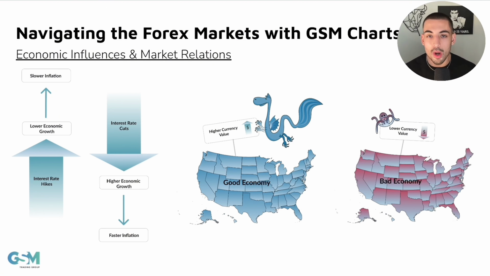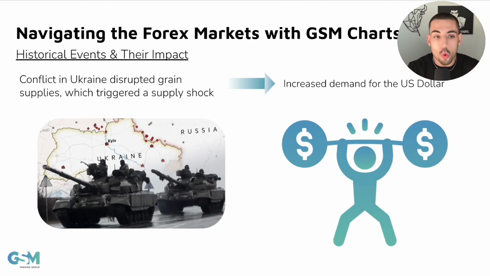Imagine a central bank raising its interest rates to boost the currency, like a helpful wind would help push a ship along the ocean. Conversely, bad economic news could act as a challenging headwind. So we can see from this illustration that the higher the currency value is, the better the economy is. But the lower the currency value, the worse the economy is. Now, really quickly, let's take a look at historical events and their impact on the foreign exchange market.